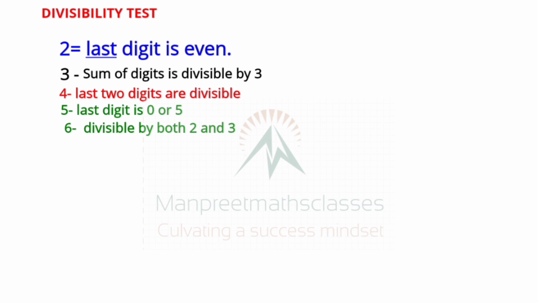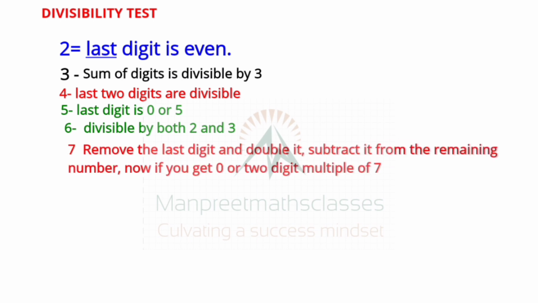Now let's see divisibility rule of 7. Divisibility rule of 7 says first remove the last digit and double it. After that you have to subtract it from the remaining. Now after subtracting, if you get 0 or a 2-digit multiple of 7, you can say that the number is divisible by 7. Let us understand this with an example.